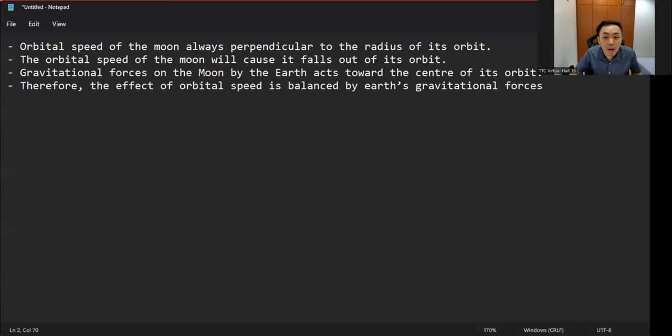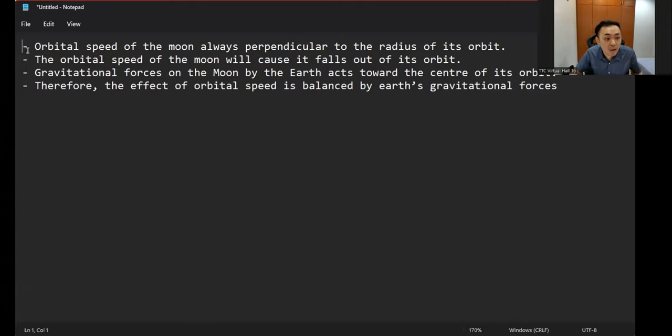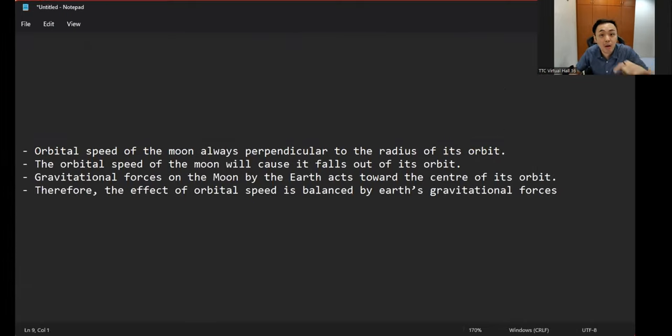Okay. Hold on. Did you see my screen now? There we go. Okay. Now here. So the answer is number one, you mention that the orbital speed of the moon is always perpendicular to the radius of the orbit. This is the standard thing you say. Because I mentioned before to you, the centrifugal force is not exactly in the syllabus. So you cannot mention centrifugal force actually.